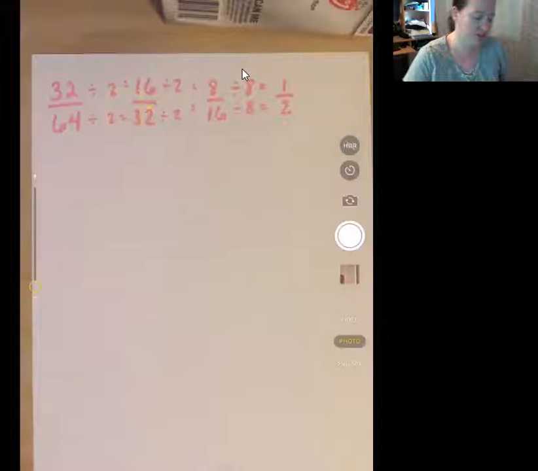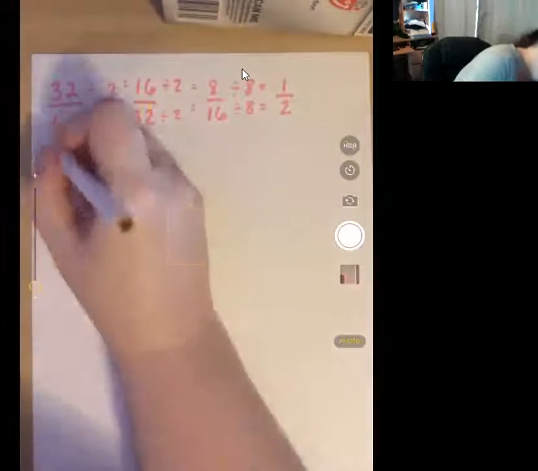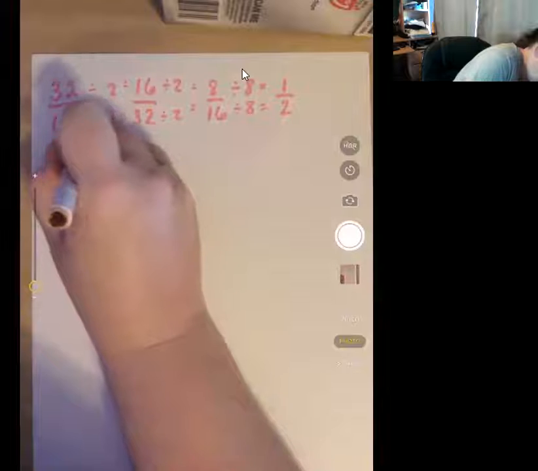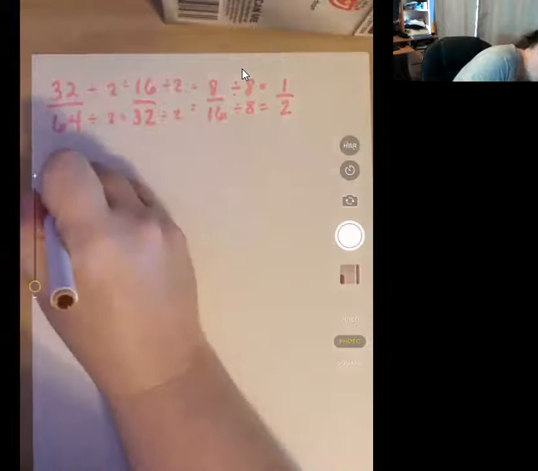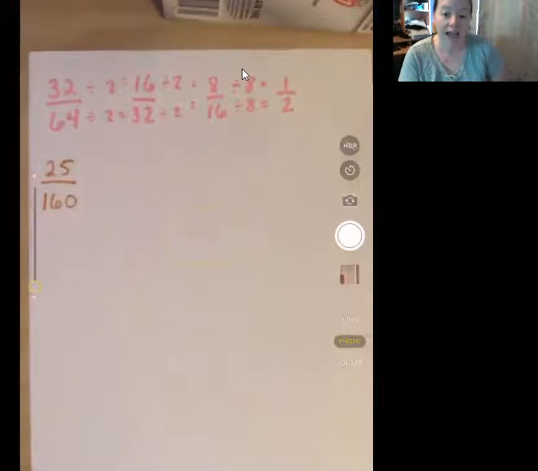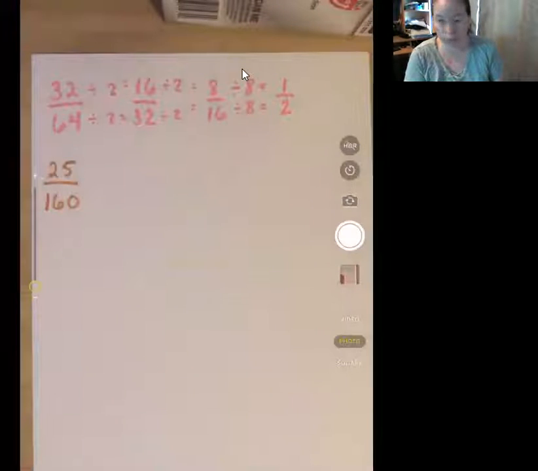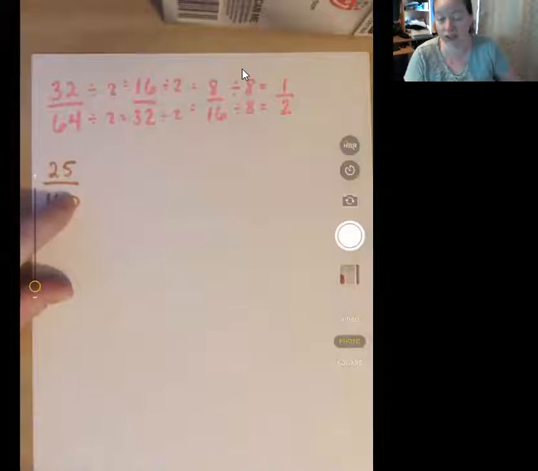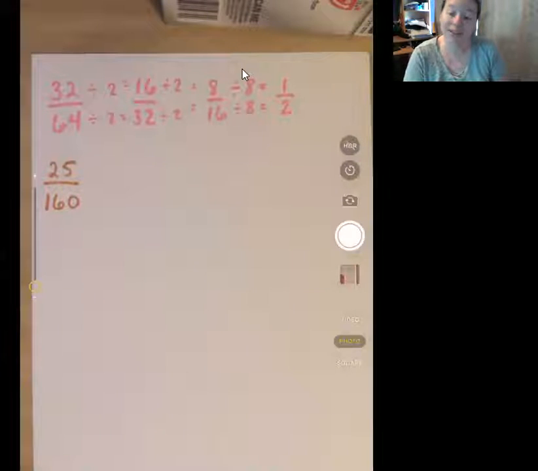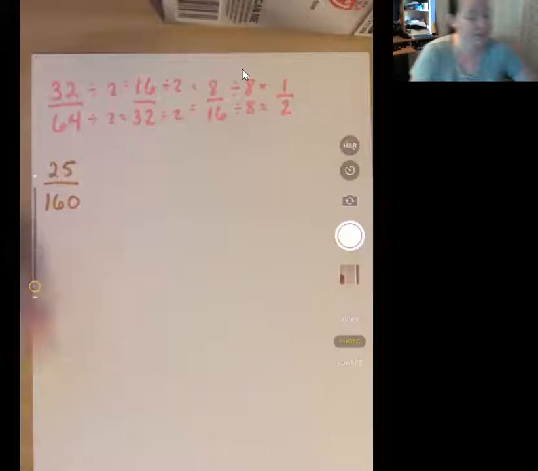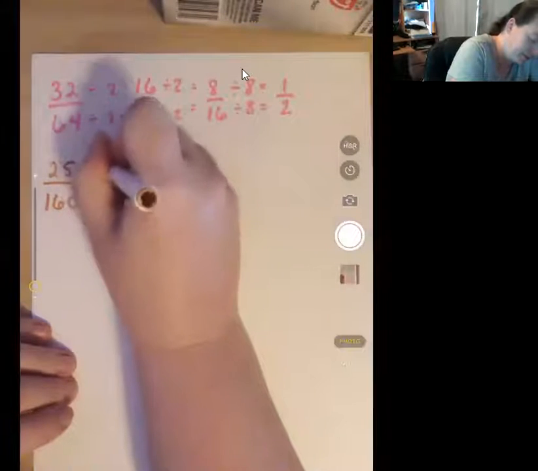Let's try this one. 25 over 160. I ask myself, can I take out a 2? I could take a 2 out of this one. It's a 0, but this one's a 5. I can't take a 2 out of that. Then I ask myself, can I take out a 5? Do they both end in 5 or 0? Yes, they do. So I can take out a 5.